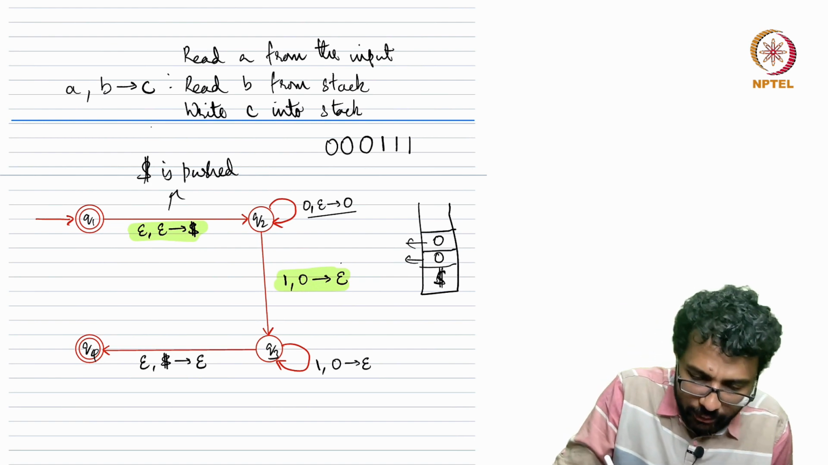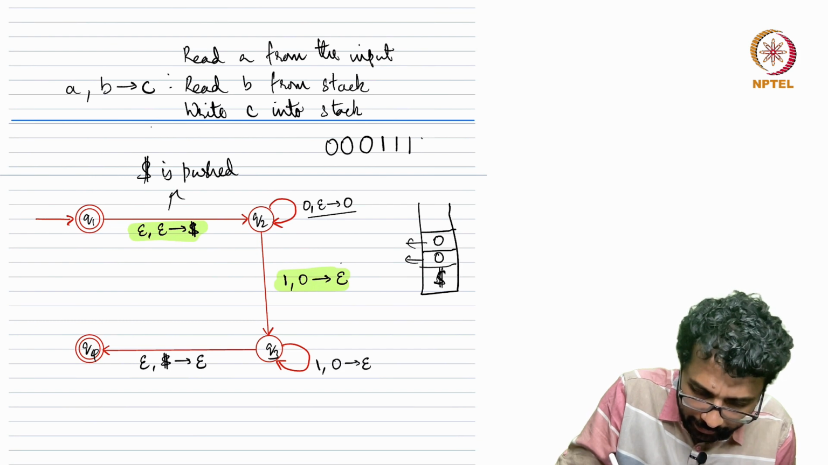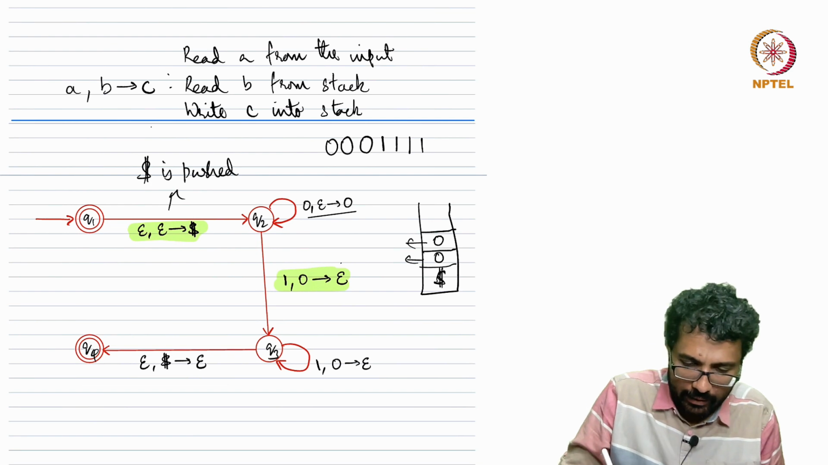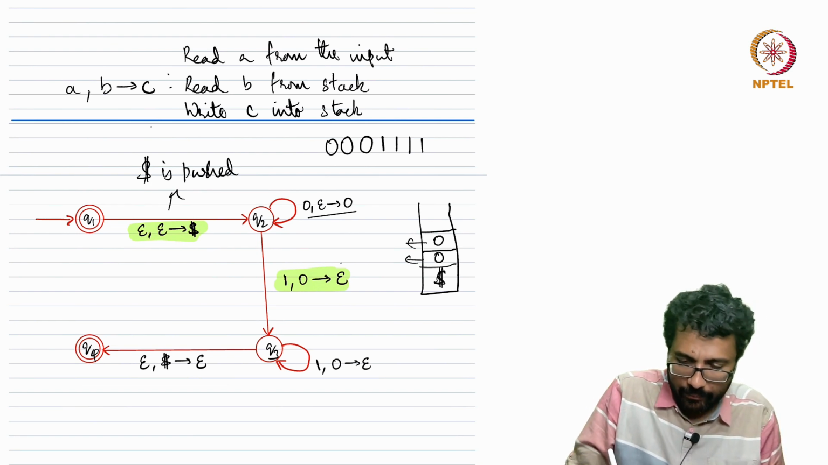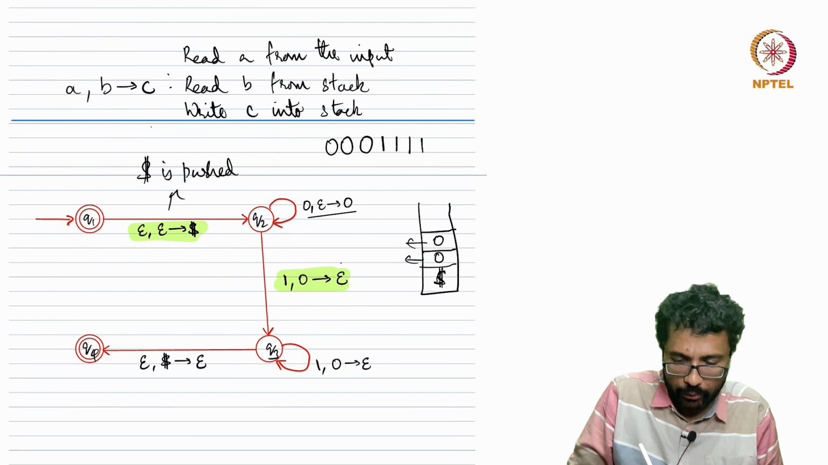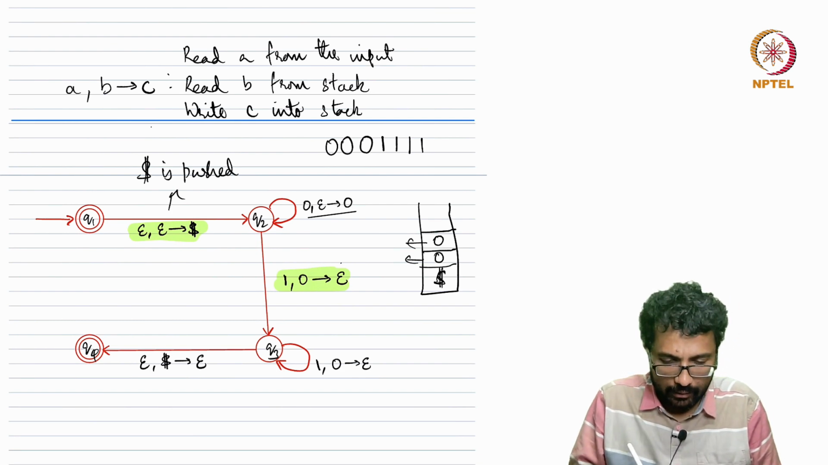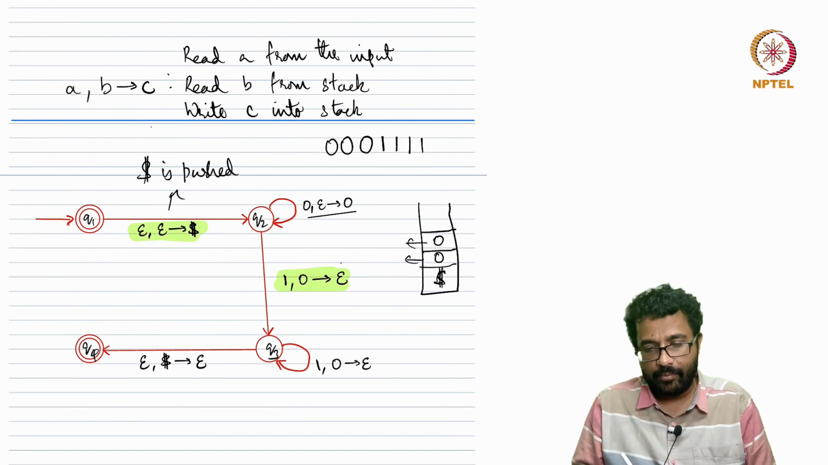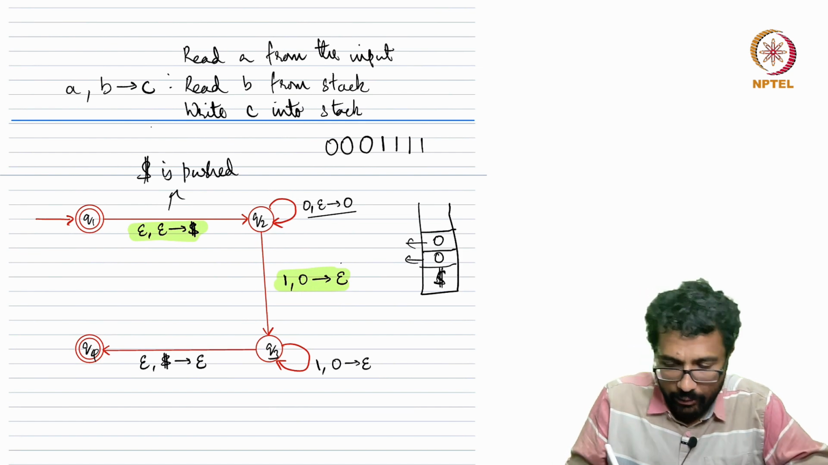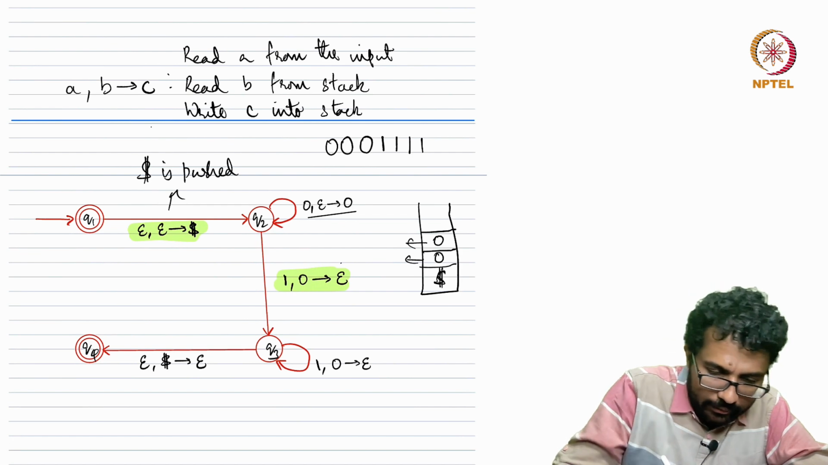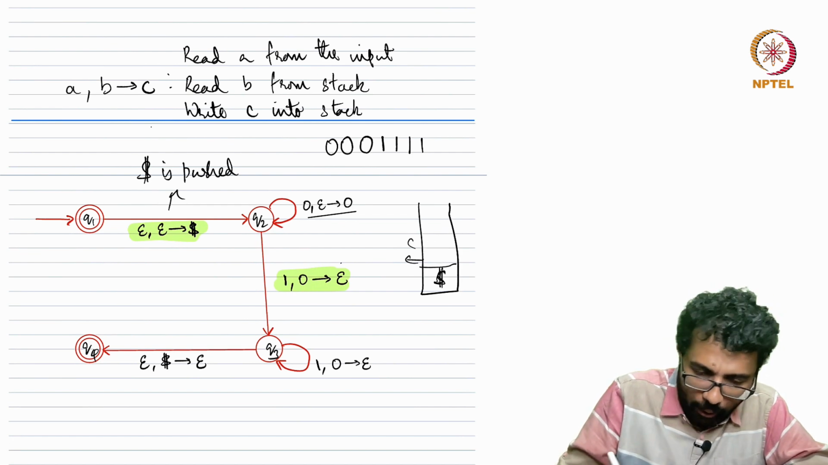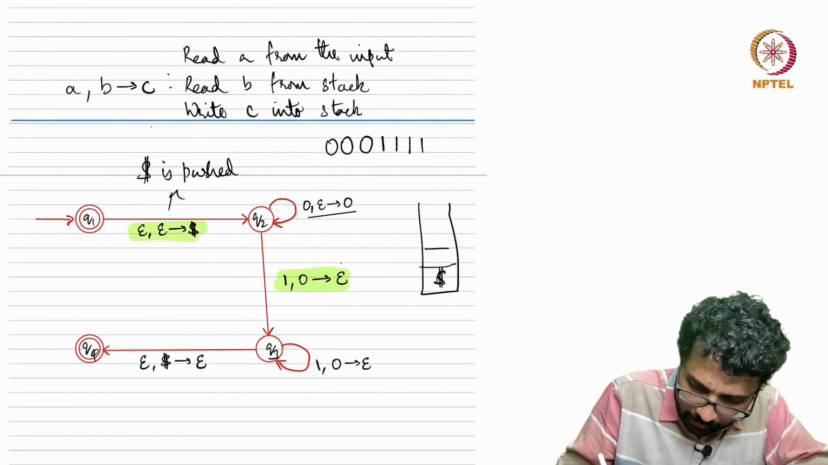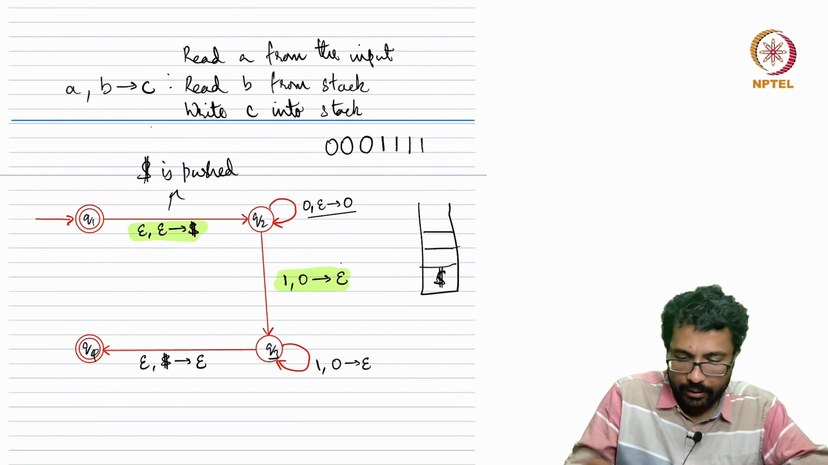But suppose you had 000111 and yet another 1. In which case, if you go to Q4 by popping the dollar, then there is still string left and there are no more moves left. Or if you were at Q3, you had popped the 2 zeros, right? You are at Q3, but there is one more 1.